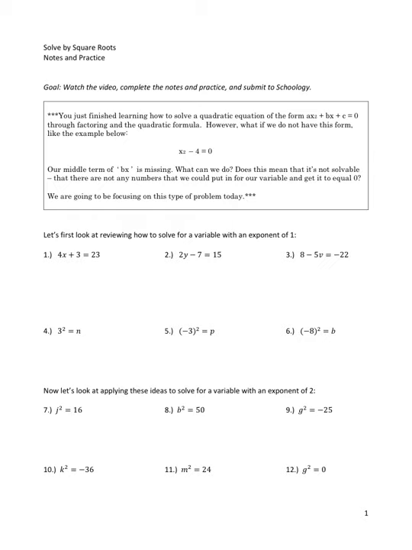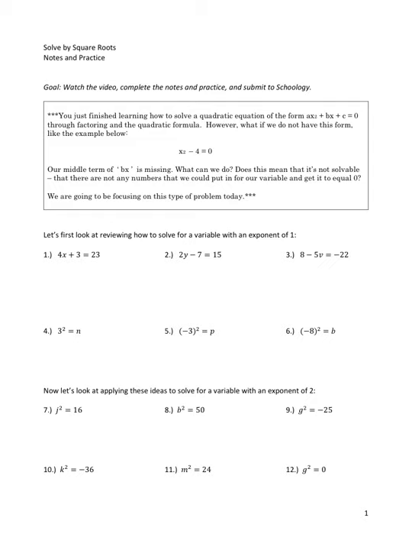So we just finished learning how to solve a quadratic equation that's in the form ax squared plus bx plus c equals 0. We've done that through factoring and the quadratic formula. However, what if we do not have a quadratic equation in that form? Like the example below, x squared minus 4 equals 0. We can see the middle term, that bx, is missing. What can we do? Does this mean that it's not solvable? That there aren't any numbers that we could put in for our variable and get it to equal 0? Well, we're going to be focusing on this type of problem today.